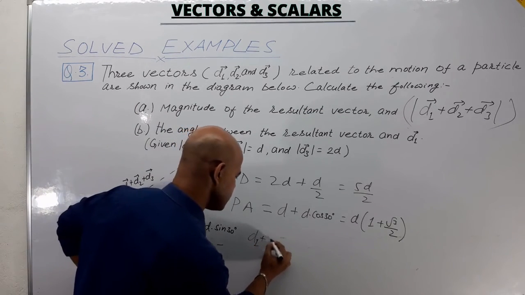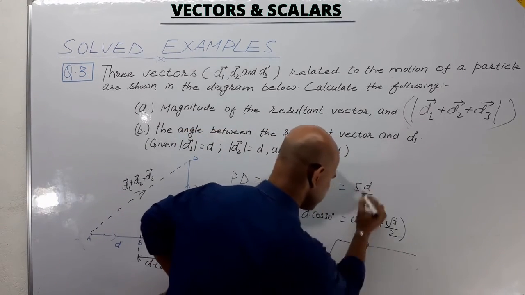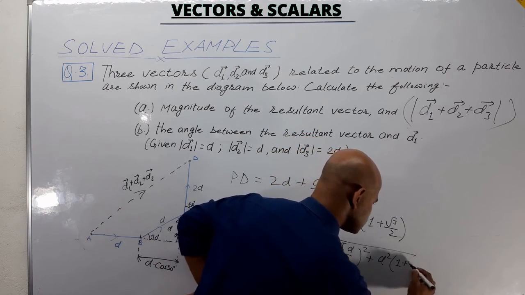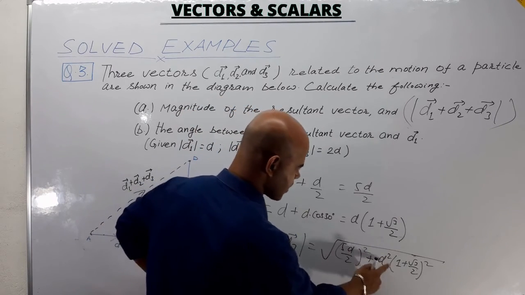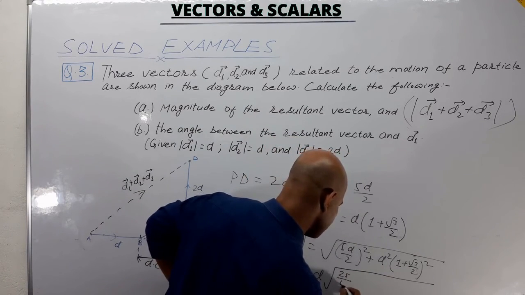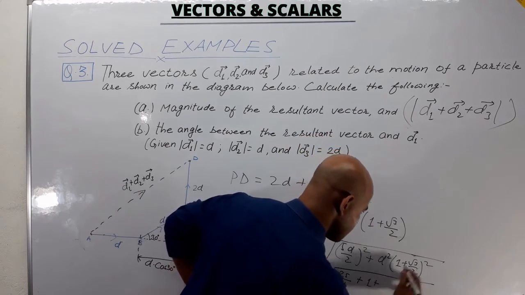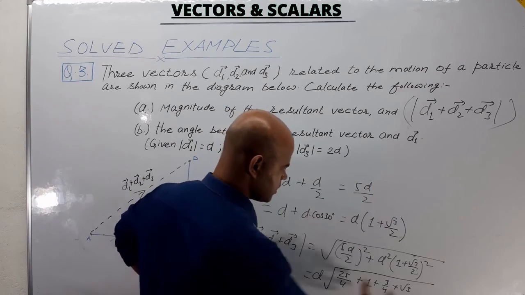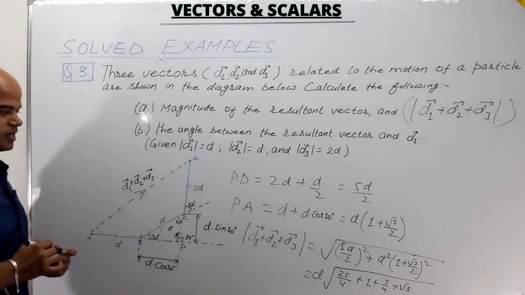We can find it like this. D1 plus D2 plus D3 vectors, mod of this is nothing but root of (5D by 2) square plus D square (1 plus root 3 by 2) square. You can expand it and get the result. D square is common in both, so we can take it outside. Root of this will become 25 by 4 plus this will become (A plus B) square, expand it, so this will be A square plus B square plus 2AB, so that will become root 3. So how much you get? You can add it further, you will get the magnitude of the resultant vector.